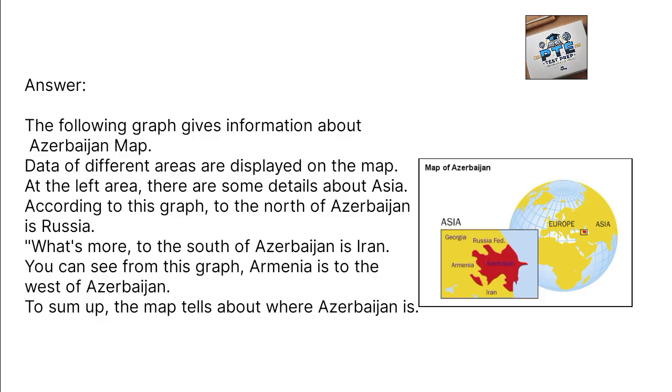According to this graph, to the north of Azerbaijan is Russia. What's more, to the south of Azerbaijan is Iran. You can see from this graph, Armenia is to the west of Azerbaijan. To sum up, the map tells about where Azerbaijan is.